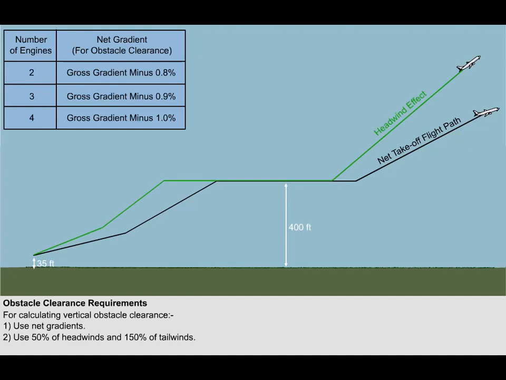The second point to consider is the effect of wind on the ground gradient. Headwind will increase the ground gradient and improve obstacle clearance, whereas tailwinds will decrease the ground gradient and deteriorate the obstacle clearance. EU OPS 1 states that when adjusting for wind to calculate the ground gradient, no more than 50% of the reported headwind and no less than 150% of the reported tailwind must be used. Carrying out this rule simply adds another safety margin into the calculation.